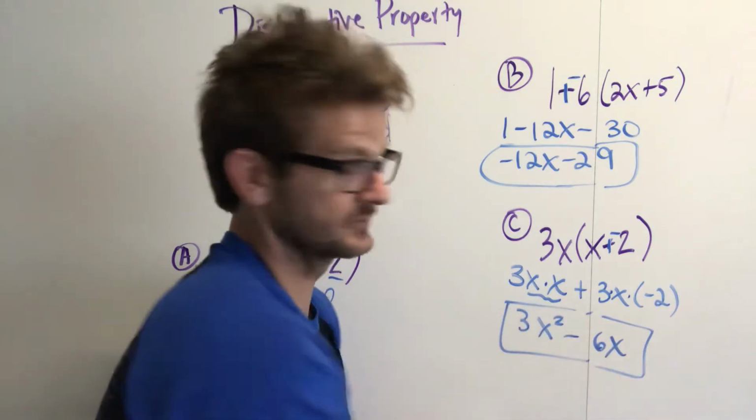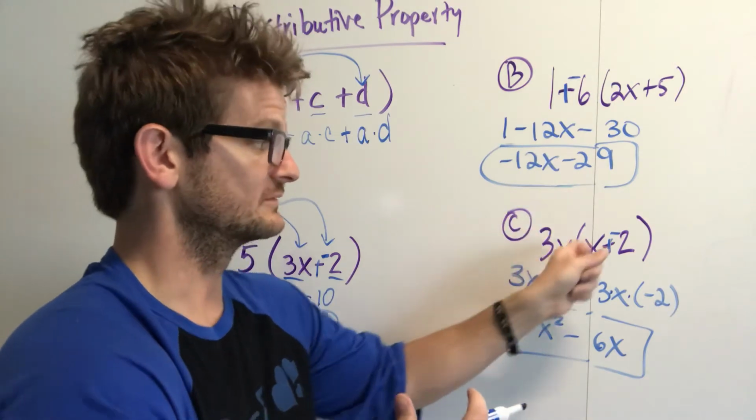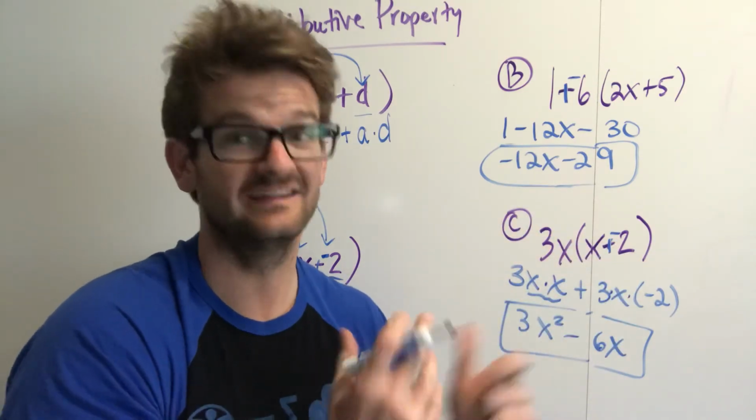And that's how you do the distributive property: make sure everything on the outside gets multiplied by every single term on the inside, and then you simplify down.